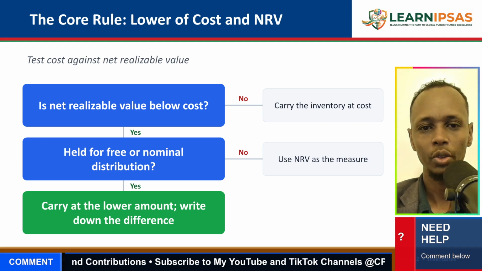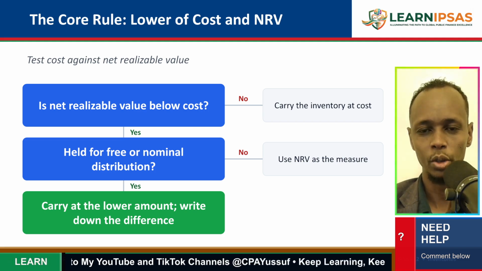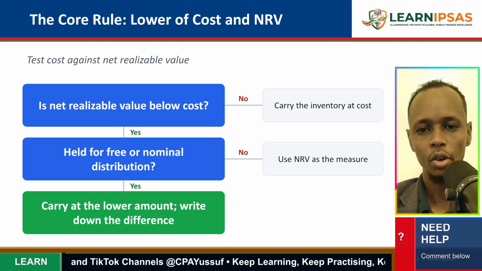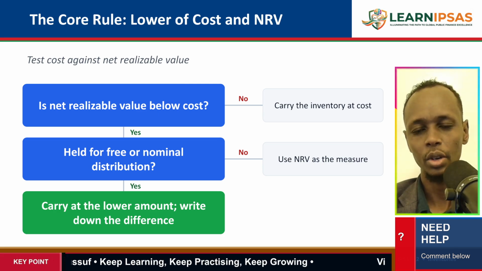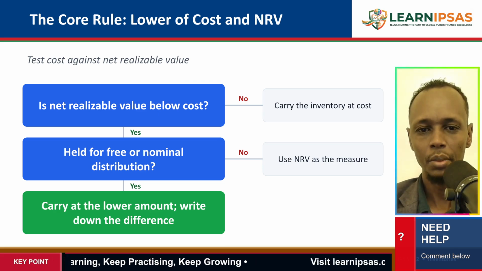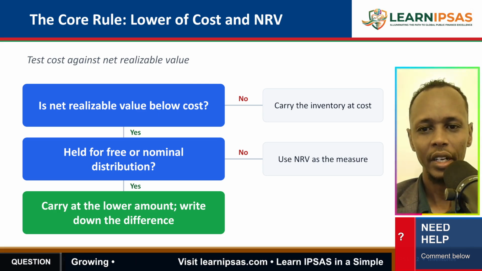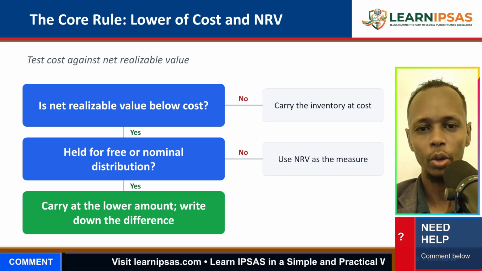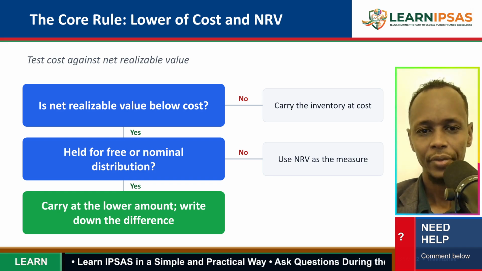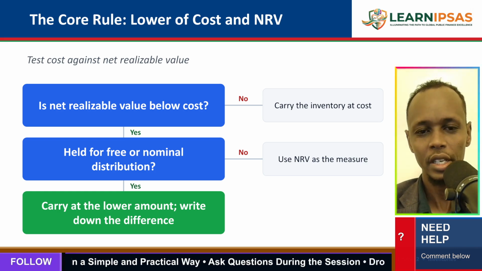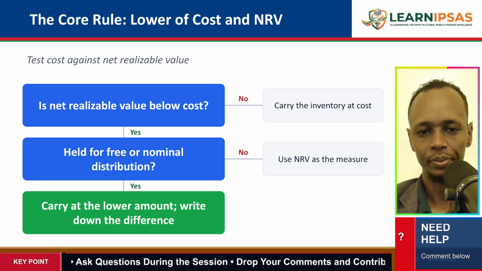Okay, now let us move to measurement. The core rule here is lower of cost and net realizable value (NRV), and then we'll go to what cost is and what NRV is. You will use this decision table and ask yourself, is the net realizable value below cost? If the answer is no, then carry the inventory at cost. So we look at the lower of the two, the lower of cost or NRV. But if the net realizable value is below cost, yes, then you ask yourself two more questions.